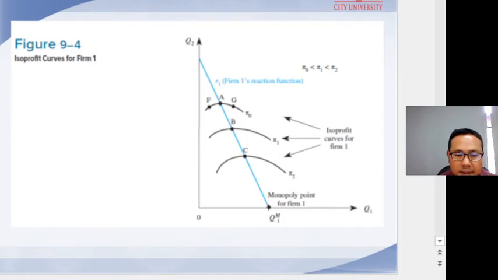So this is the last point for us to understand of this figure. The isoprofit curves do not intersect one another.